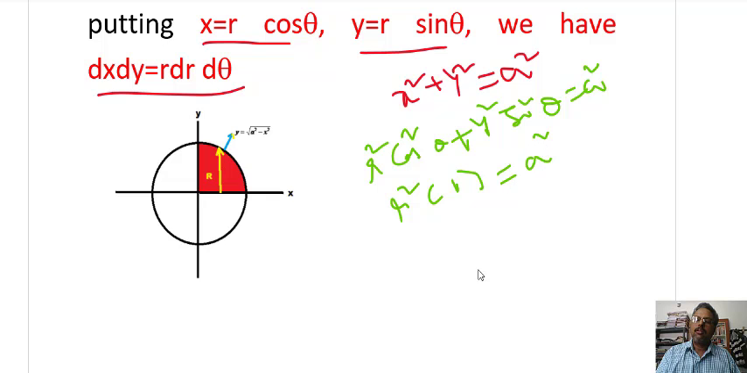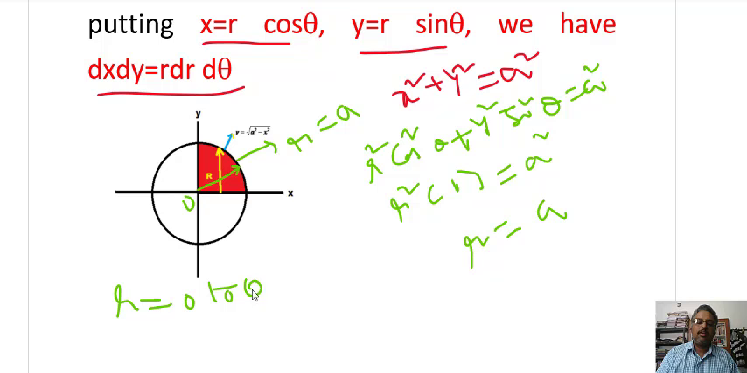Now r becomes a. So this curve is nothing but r equals a. Now what about the radius vector? The radius vector r value is initially 0, so r varies, r limits 0 to a.